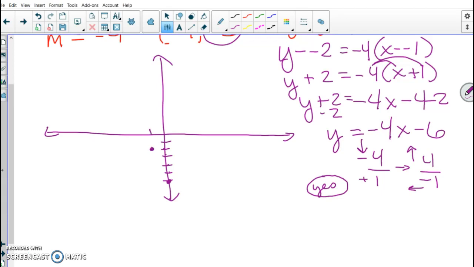You can see if we started right here at this point, we went down 1, 2, 3, 4, and over 1. So we know we're on the right track. We've got a slope with a negative correlation, and we have graphed correctly using the y-intercept and the slope.